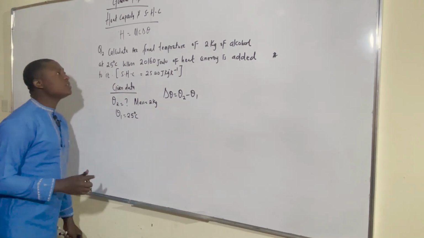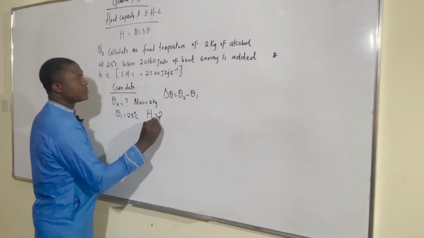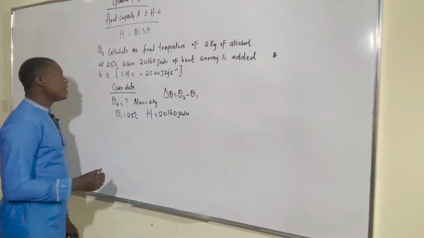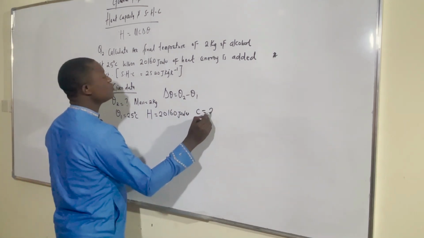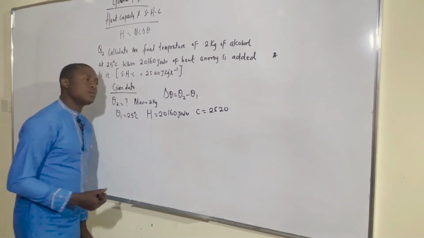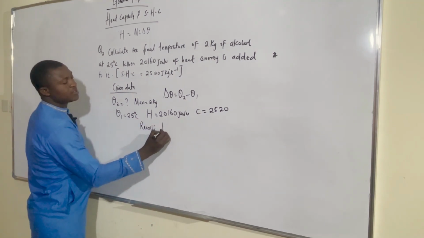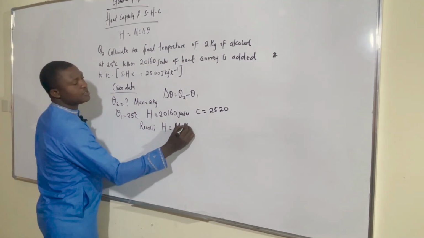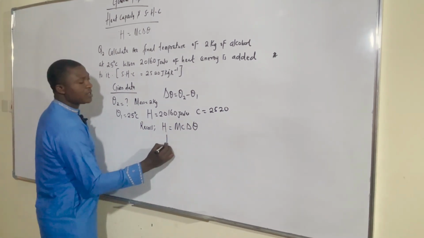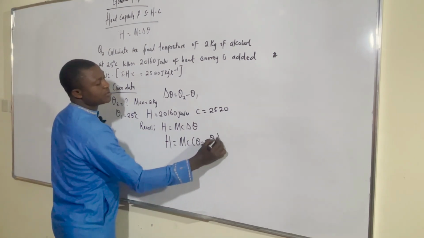So when 20,160 joules of heat, so our heat we have here is 20,160 joules. We are given the specific heat capacity to be 2520 joule per kilogram per Kelvin. Now, from the formula that we have, we know that heat is equal to mc change in theta. Since I'm looking for the final temperature, I can have heat is equal to mc, that is temperature 2 minus temperature 1.